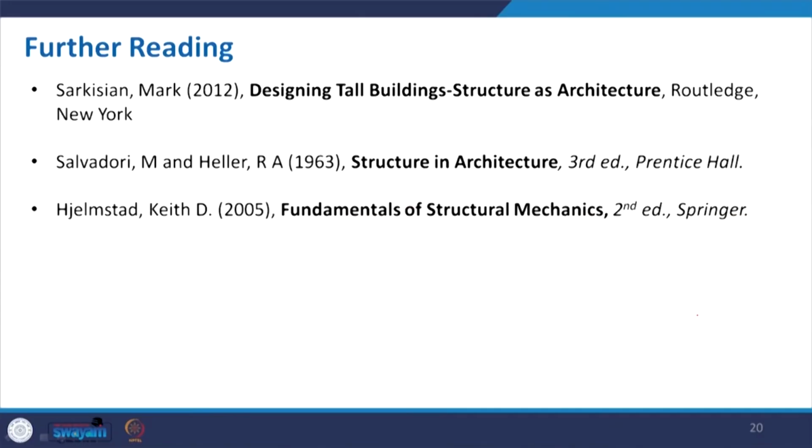Before that, these are the study material, and this is a very useful document, and this is one edited book that you can always refer to get more idea about tall buildings. Just search for that book in your library, and if it is there or if it is subscribed by your institution, then you can easily get some more information from that.